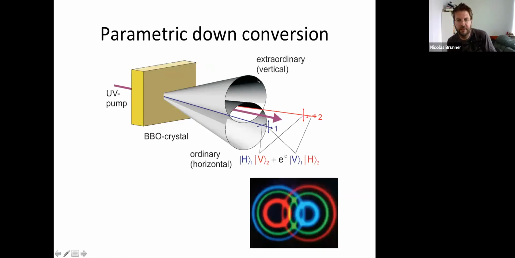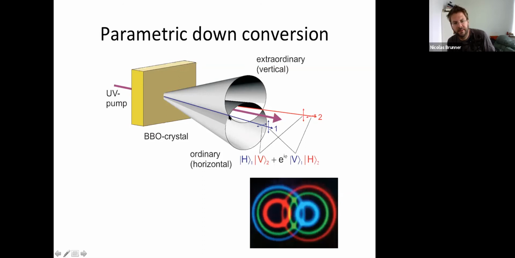So you have here one cone here. You see, because of the geometry of the scheme, one of the photons will necessarily be produced on this upper cone, right? And this is a photon that will be vertically polarized, and the other one will be horizontally polarized.